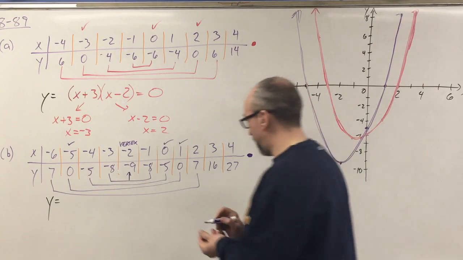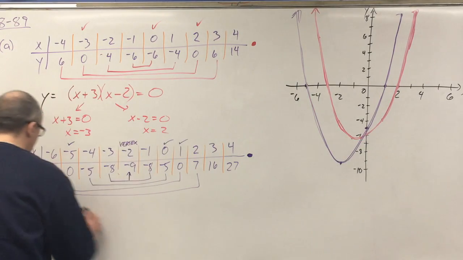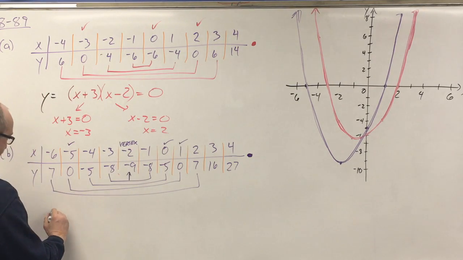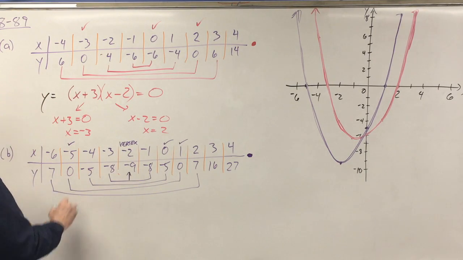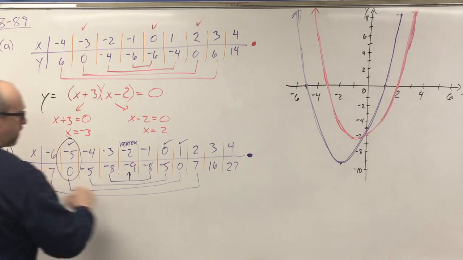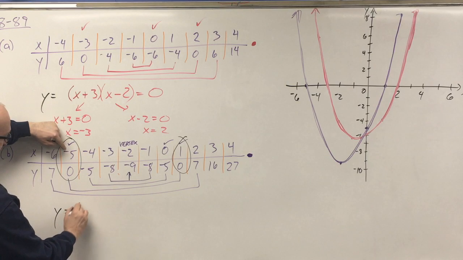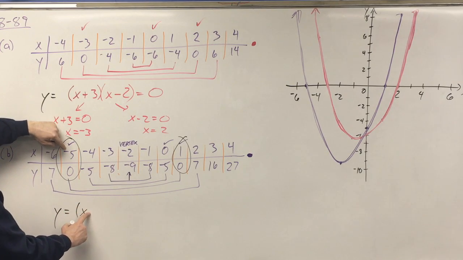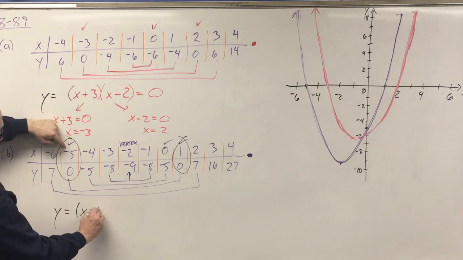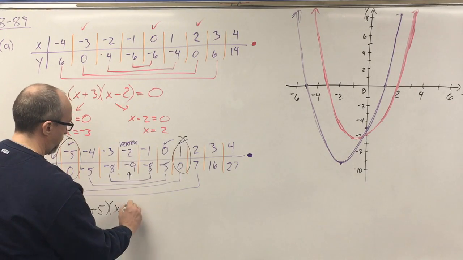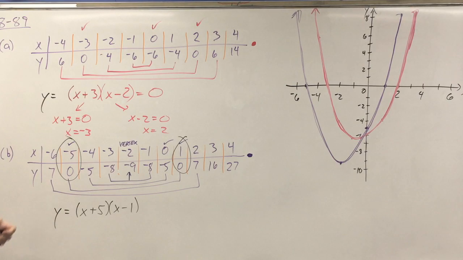Also, I'm not done yet. They want the equation of this bad boy, so I gotta give them what they want. So it crosses the x-axis here and here. Remember, it's the opposite. So it's x minus a negative 5, which is x plus 5. X minus 1. How do I know it's x plus 5 and x minus 1?